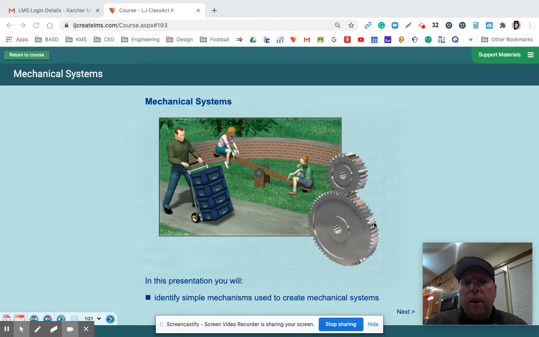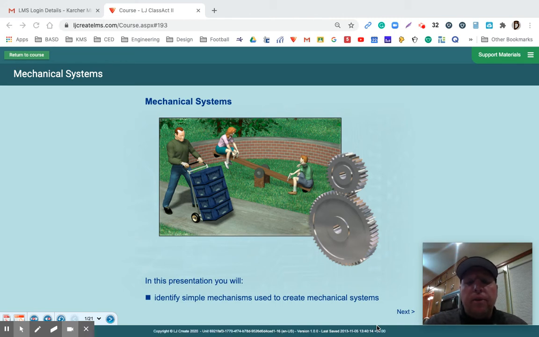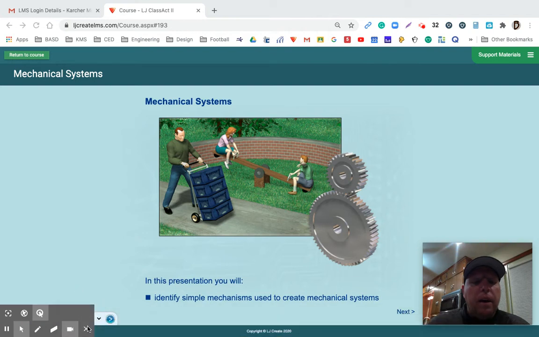We're going to continue working on and understanding simple machines, but we're going to take it up to the next level. In order to do that, today's presentation focus is going to be about mechanical systems. In this presentation, you will identify simple mechanisms and how they're used to create mechanical mechanisms. Some of the things gone over in this video will be definitely a review, but there'll also be some things that, when we're talking about mechanical advantage and whatnot, we haven't had a chance to talk about in class.